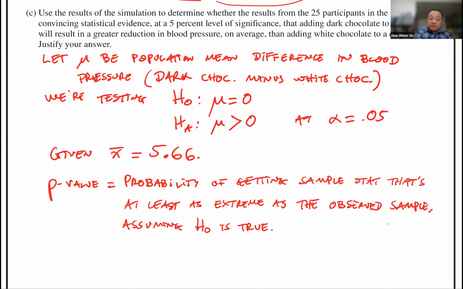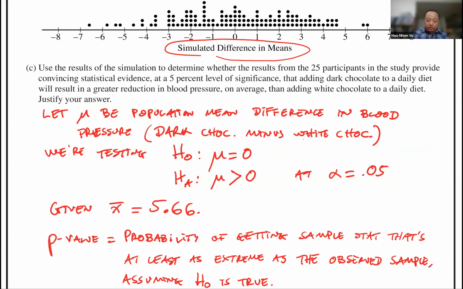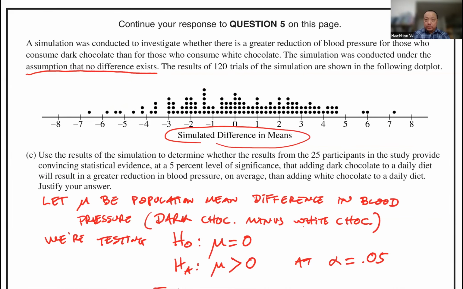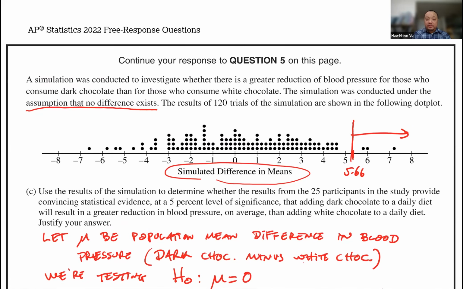So the simulation that we're given assumes that H0 is true, so we can look at the simulation to figure out the probability we're looking for, the probability of greater than or equal to 5.66. Well, 5.66 is here. So the probability of being greater than or equal to that is the probability of these 3 dots. And that probability is 3 dots out of 120. That is the p-value.